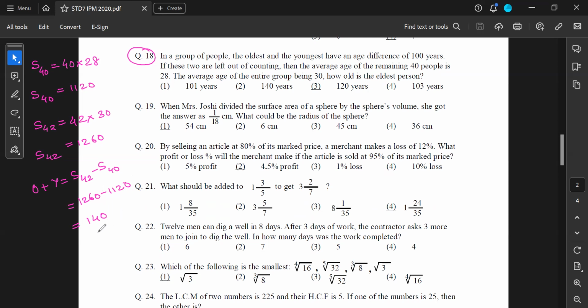So oldest plus youngest is 140, and I know that oldest minus youngest is equal to 100. They have given that at the beginning itself. The difference is 100. When I add both the equations, youngest gets cancelled. I get 2 times oldest value is equal to 240. That means oldest age is 120. So your answer is 120.